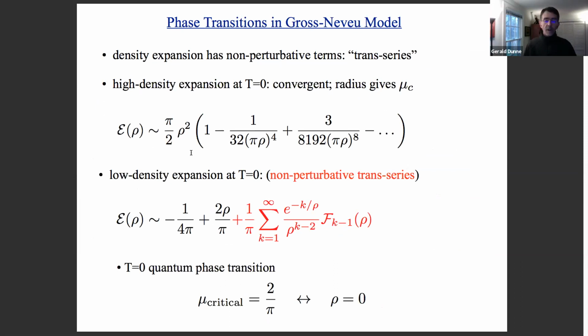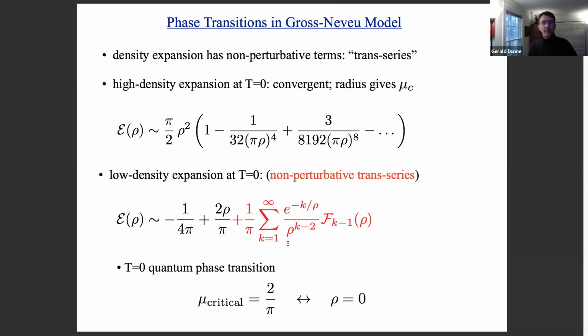But if you look at the low density expansion, it's very interesting. The low density, I've written it here in terms of density instead of chemical potential. It's just a little easier to write the formula. And you see the development of these non-perturbative terms that go well beyond any formal low density expansion that you would get from textbook methods in density expansions. And that's a way to identify the quantum phase transition at T equals zero.